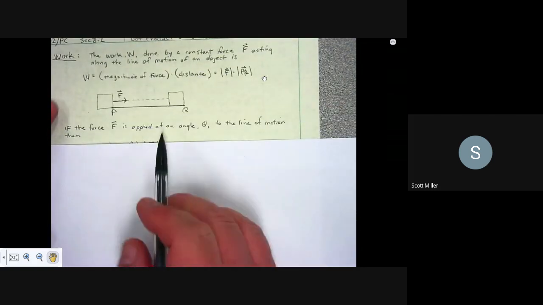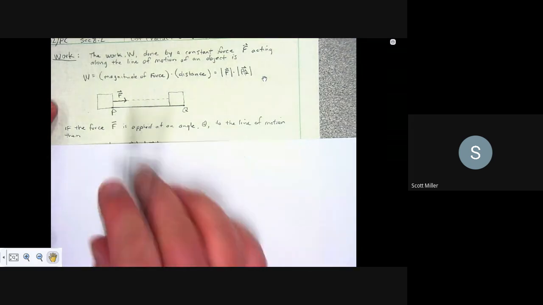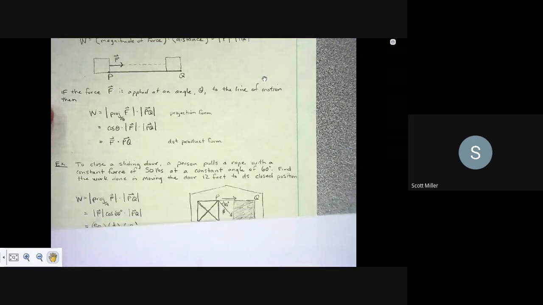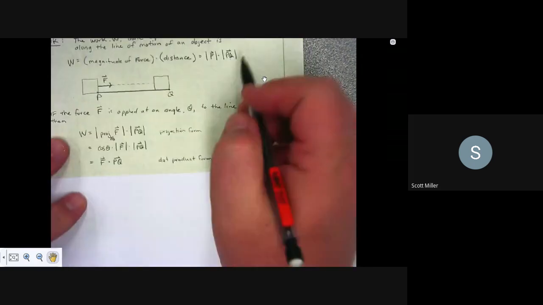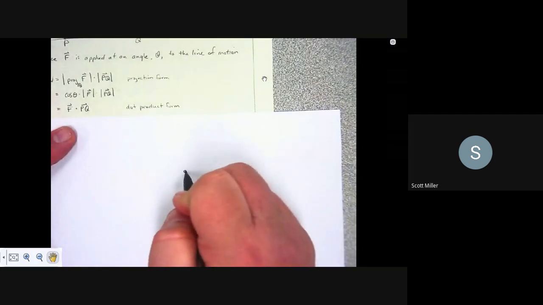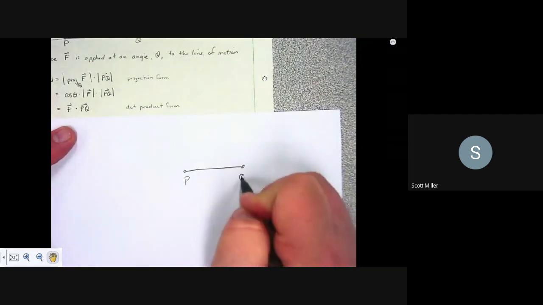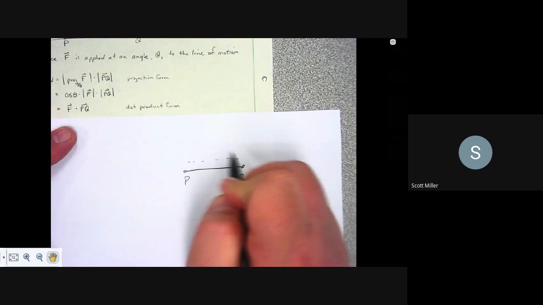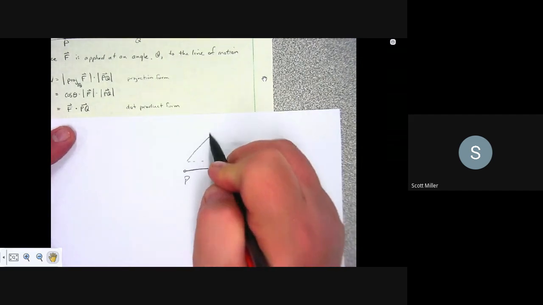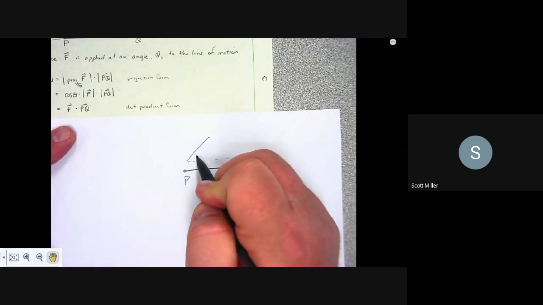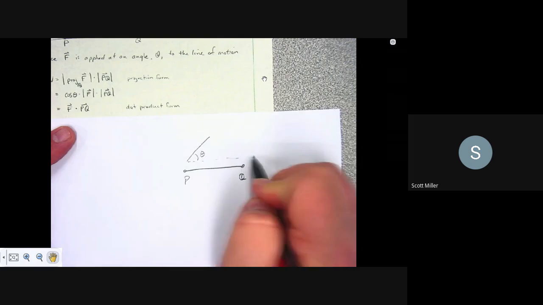If the force is applied at an angle to the line of motion, then we have to change the way it looks. I guess I didn't put another picture here, but it would be the same picture. Here's P and Q, and here's the line of travel. And now the force is acting in this direction at an angle to the line of travel.